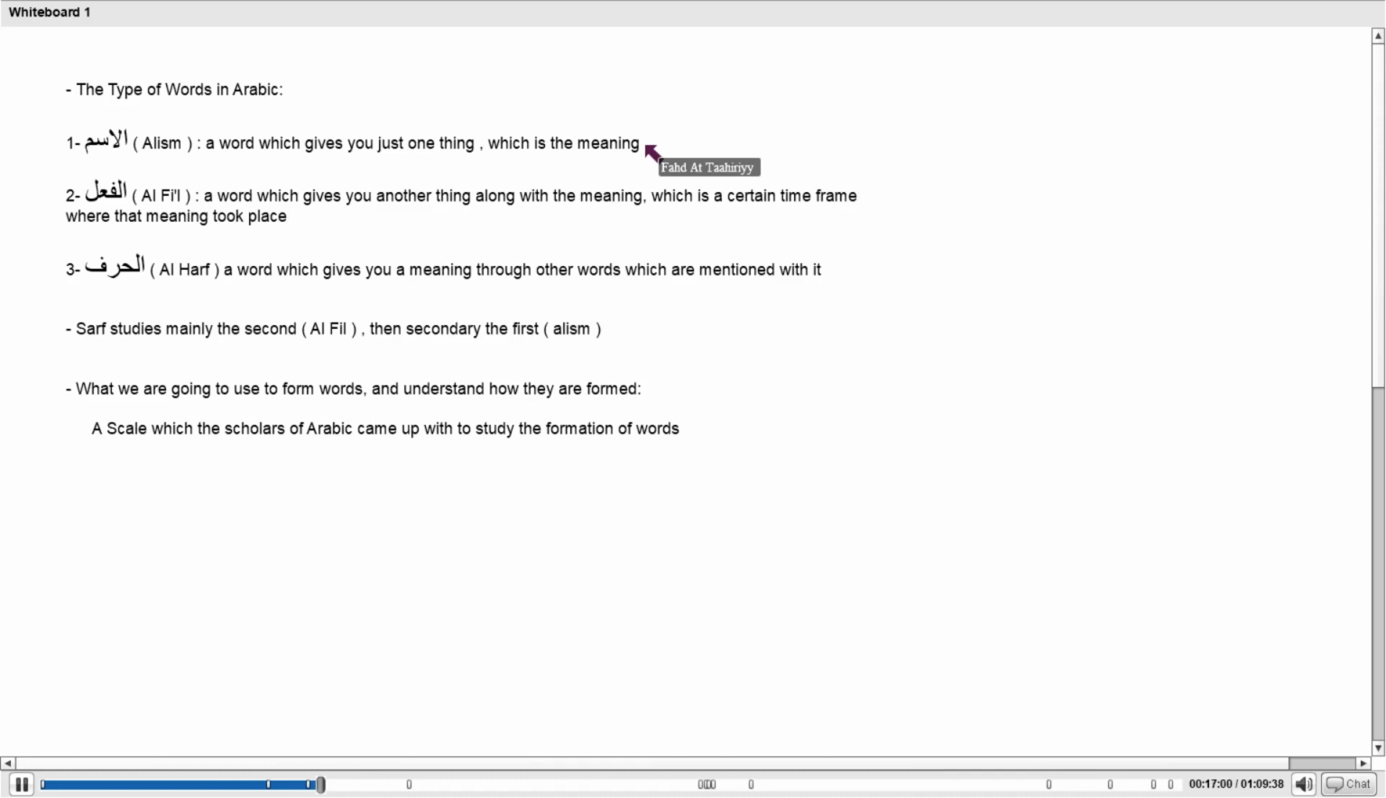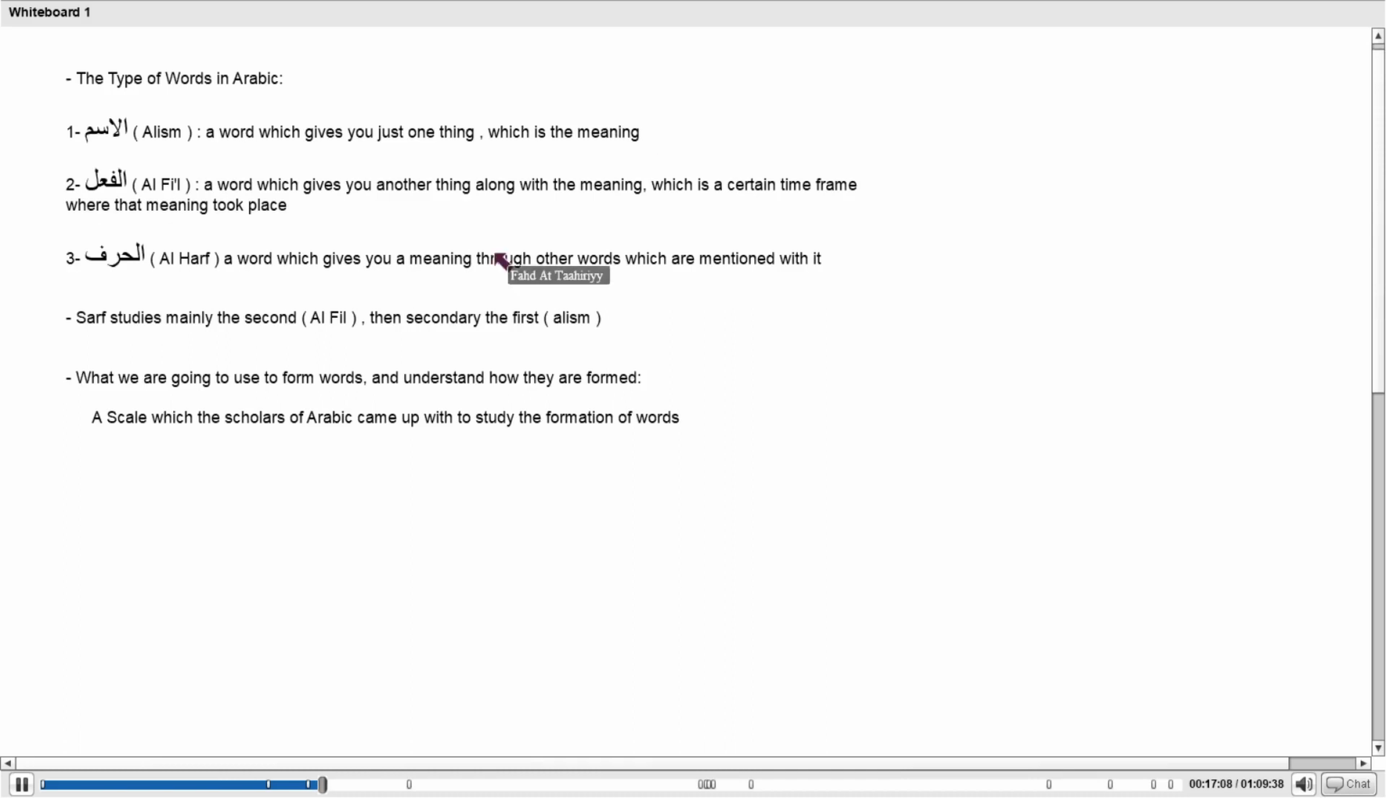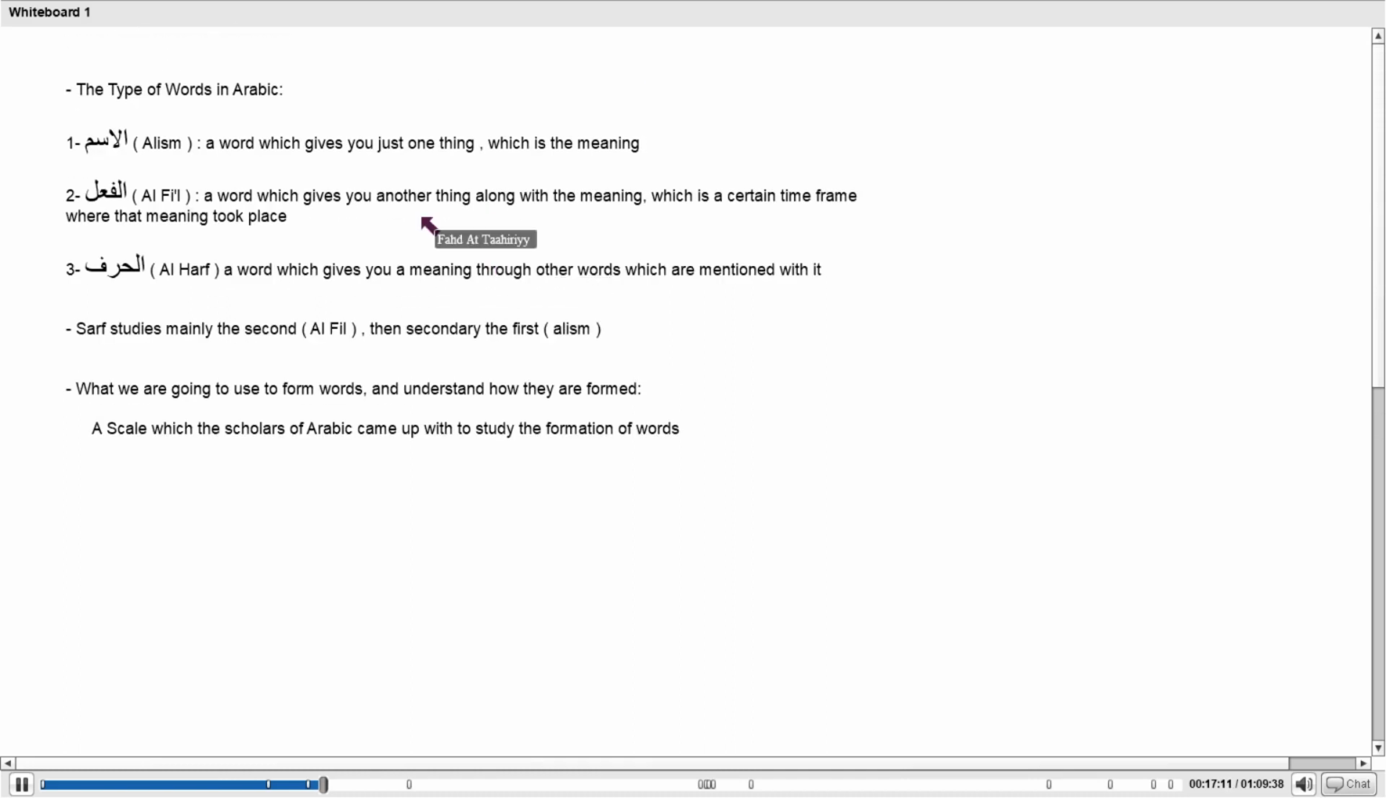Clear? قلم, that word gives you just one thing, which is the meaning. What's the meaning? The pen. That's all. This is al-ismu, the noun, somewhat of a synonym to the noun in English. Then we have al-fi'l. Al-fi'l is a word which gives you another thing along with the meaning. What's that other thing? It gives you a certain time frame.